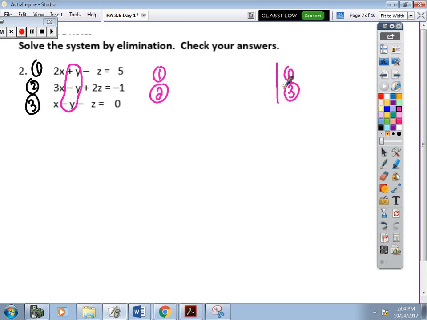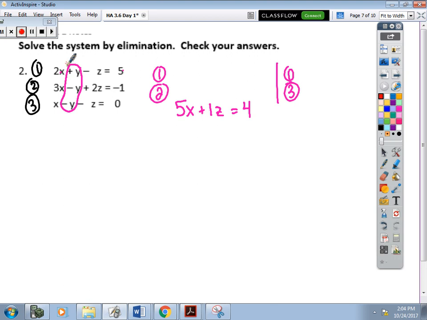Now, before you start copying them over, if you think you can do it without recopying them, you don't have to. So watch what I mean. We're going to add equations 1 and 2. So 2x plus 3x is 5x. Y plus a negative y would be 0. Negative 1 plus 2 is just plus 1z. 5 plus a negative 1 is 5 minus 1, which is 4. So if you don't think you need to recopy them, I'm not going to require it. You just might want to so you don't make a mistake. Now the next one we will have to, but this one no.